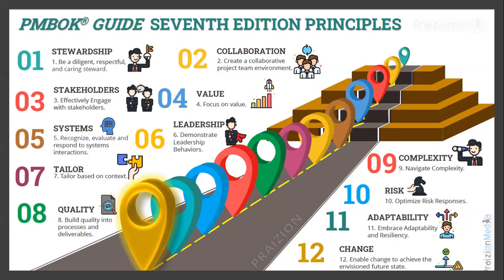Number 9, complexity, navigate complexity. How do you do that? Breaking it down into smaller chunks. Being agile helps you navigate complexity. Also, being attuned to the concept of change helps you navigate complexity. After all, Agile is called change-driven. Number 10, risk. Optimize risk responses. Number 11, adaptability. Embrace adaptability and resiliency. And 12, change. Enable change to achieve the envisioned future state.